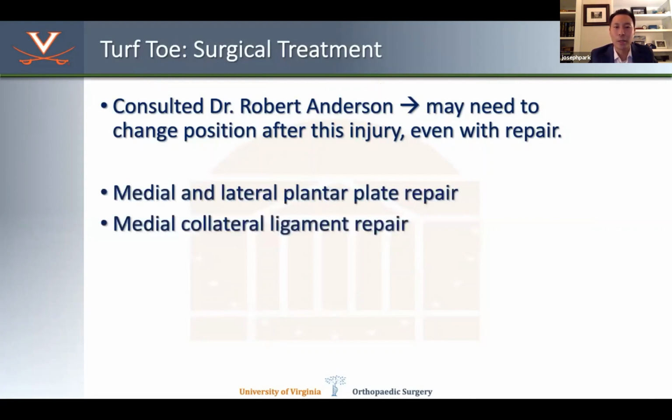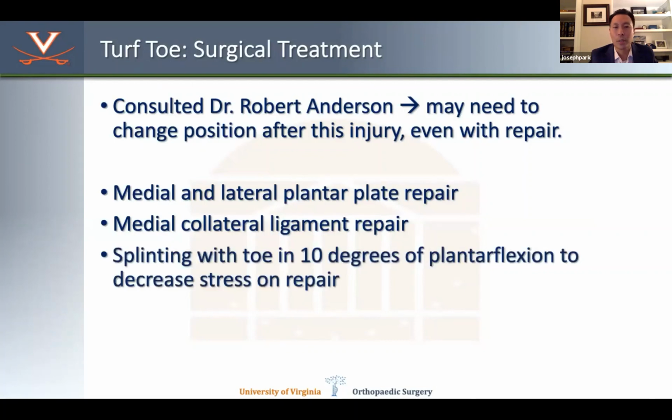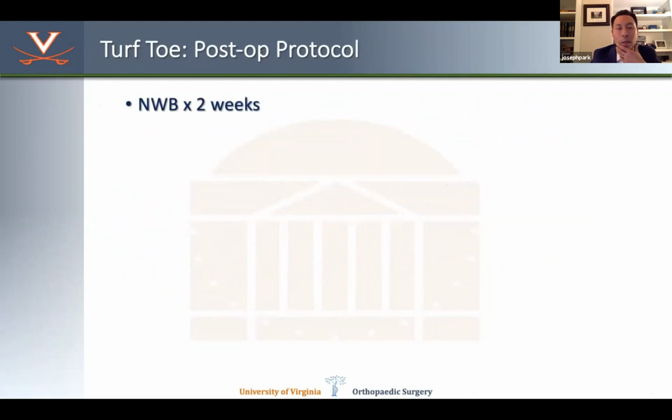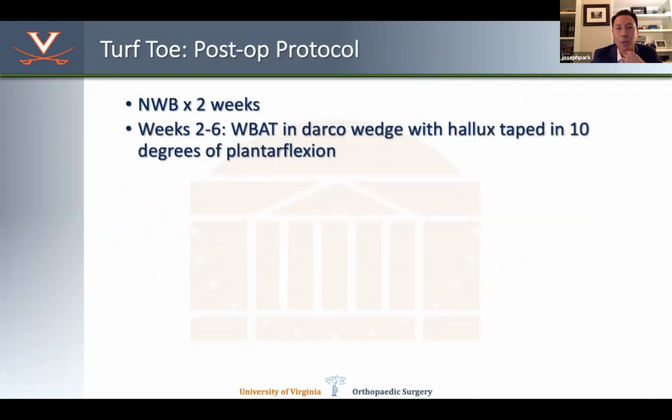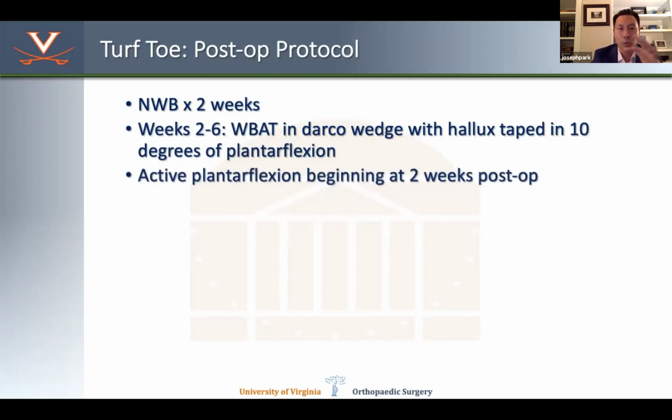I repaired his collateral ligament, which was completely blown up and avulsed off of the metatarsal. And I splinted him with his toe in 10 degrees of plantar flexion to decrease stress on the repair. Kept him off it for 2 weeks, and then I let him start walking on the heel, maintaining that plantar flexion. I let him start moving, curling the toe down at 2 weeks post-op.